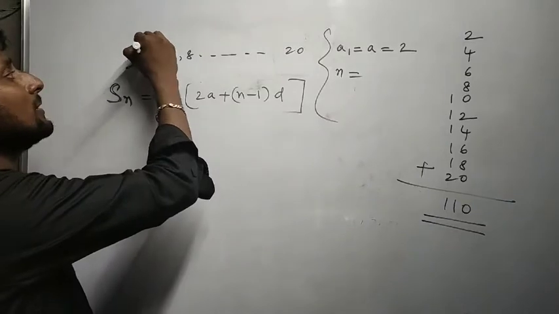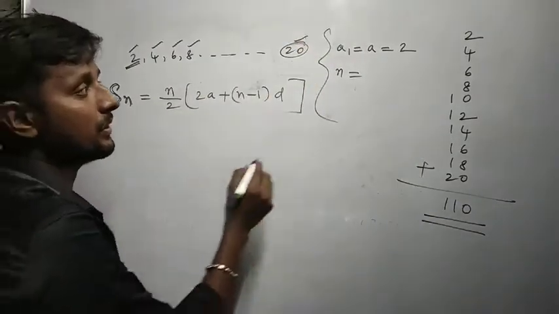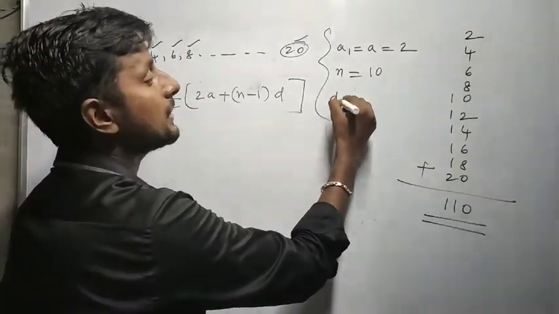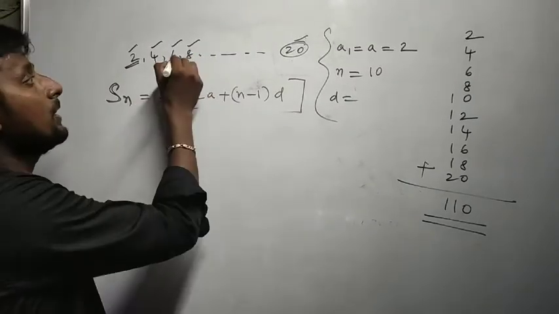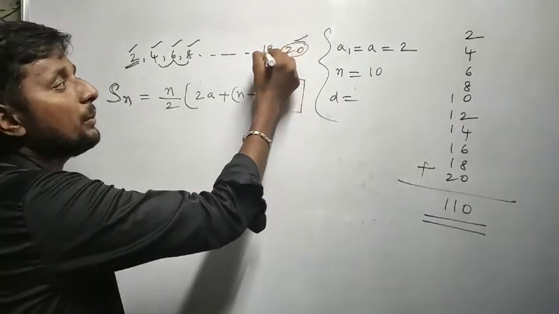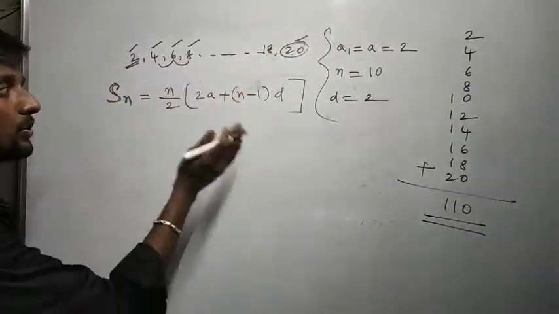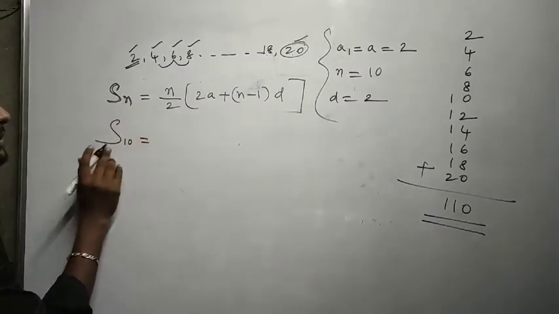n means number of terms. Look, 2 1s are 2, 2 2s are 4, 2 3s are 6, 2 4s are 8, up to 20 in the 2 times table. 10 times. So we have only 10 terms. Correct? d is nothing but the difference between any two terms: 8 minus 6 is 2, 6 minus 4 is 2, and before 20 we have 18, 20 minus 18 is also 2. The common difference is 2. Now substitute all values. The n value is 10, right? So the sum of 10 numbers.